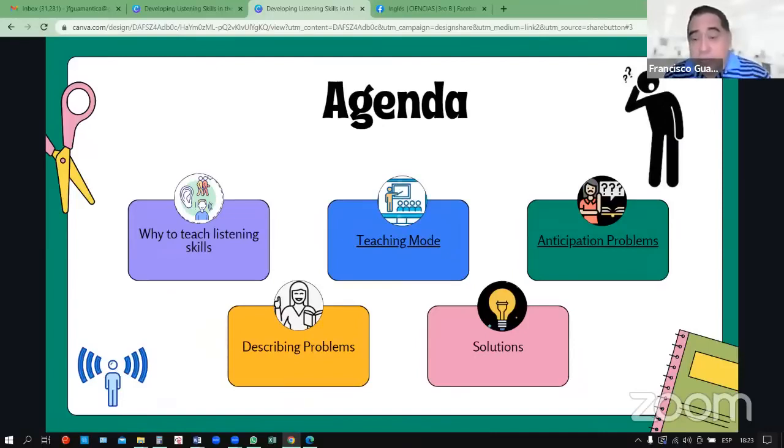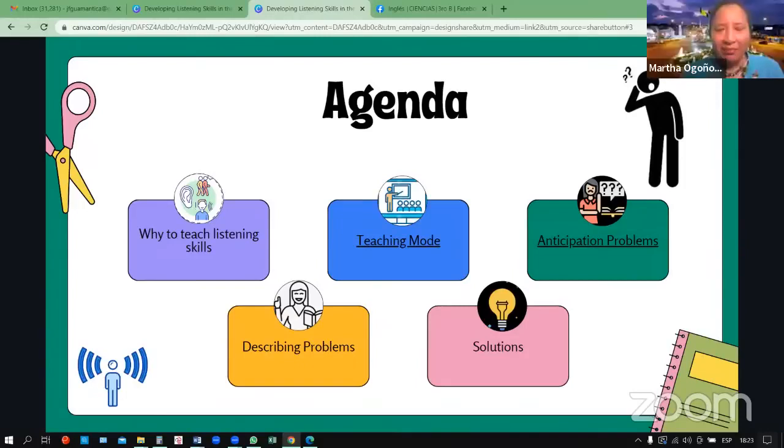And we are going to anticipate problems that we are facing in this teaching career, and describe the problem. Marta and I are going to try to tell you what we are facing, what we faced in the past, and how we fixed it through the solutions. Anything to mention here, Marta?